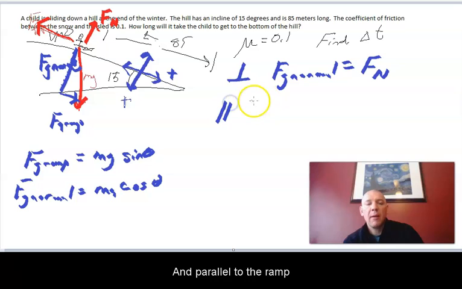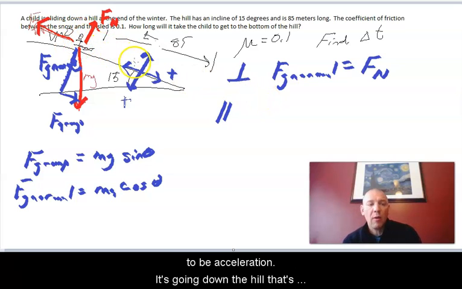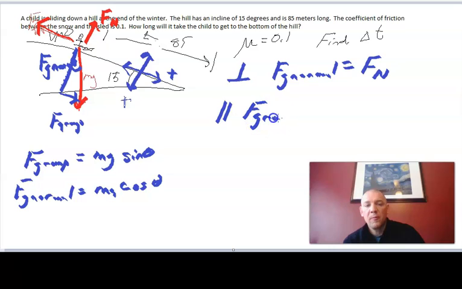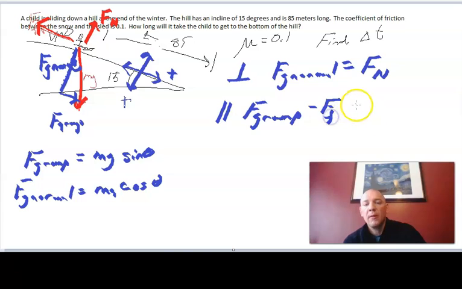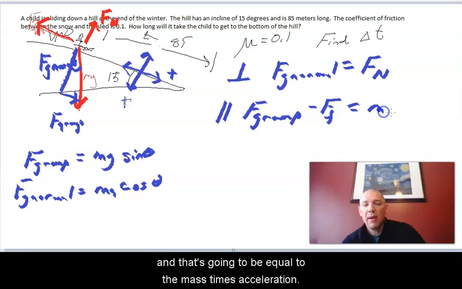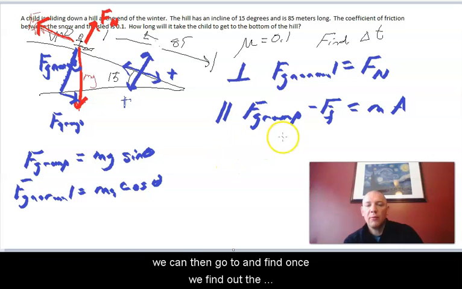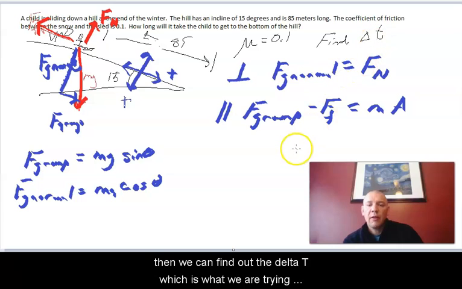And parallel to the ramp, there's going to be a net force because there's going to be acceleration. He's going down the hill. That's what sliding is. And so it looks like F ramp is trying to make this guy go down the hill. And it looks like the force of friction is opposing it. And that's going to be our net force down the ramp, and that's going to be equal to the mass times the acceleration. Once we find out what the acceleration is, then we can find out the delta t, which is what we're trying to find here.